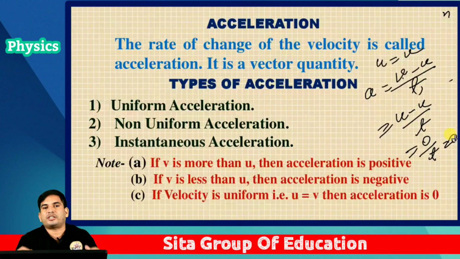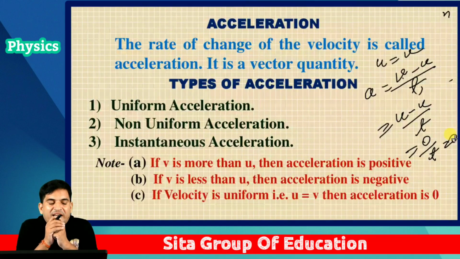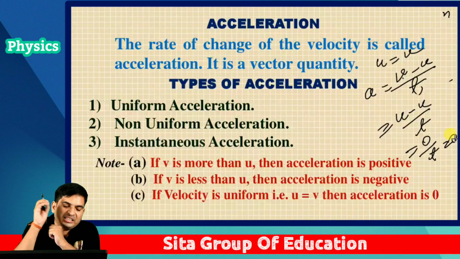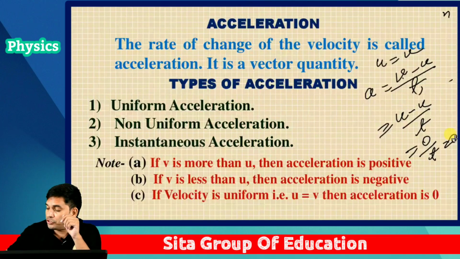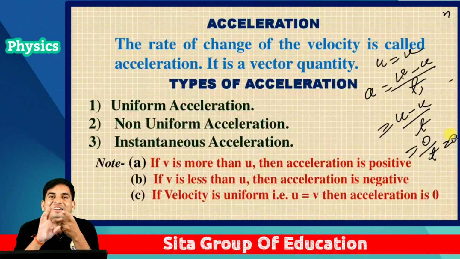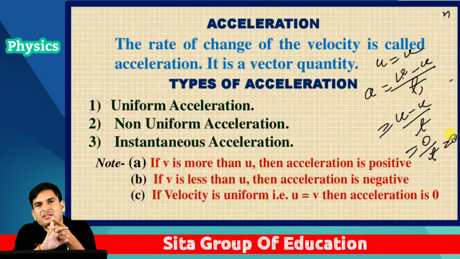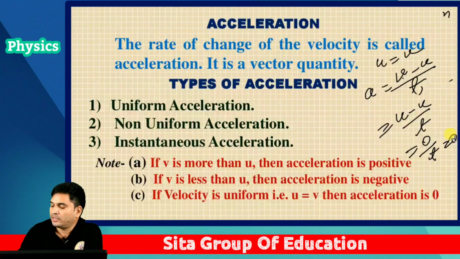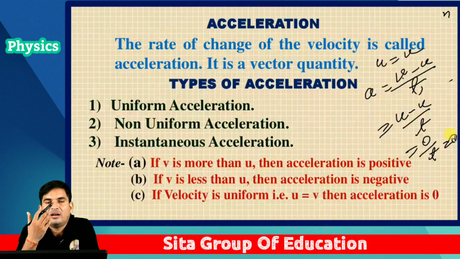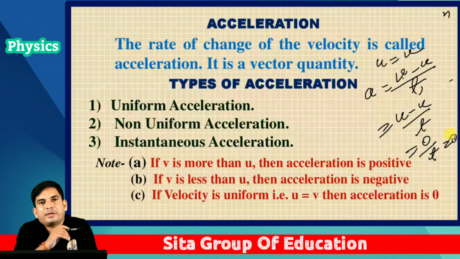Here there are 3 ways of acceleration you should also find out. The types of acceleration I have told you already: uniform acceleration, non-uniform acceleration, instantaneous acceleration. But here there are also 3 points: positive acceleration, negative acceleration and zero acceleration. Positive acceleration means there is a change in the velocity. Negative acceleration means there is a retardation, deceleration. Zero acceleration means uniform velocity. In such a manner you are able to find out what exactly acceleration is and the types of acceleration.